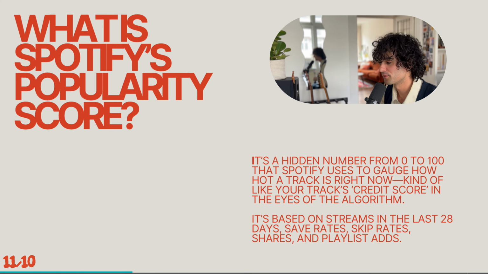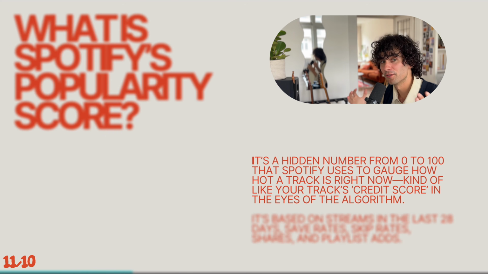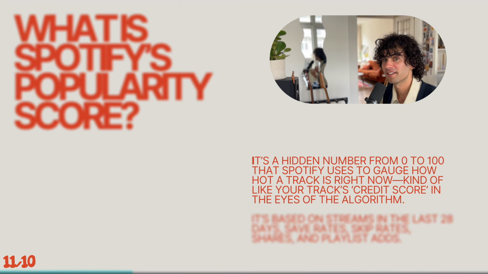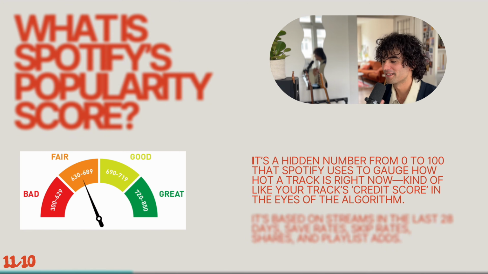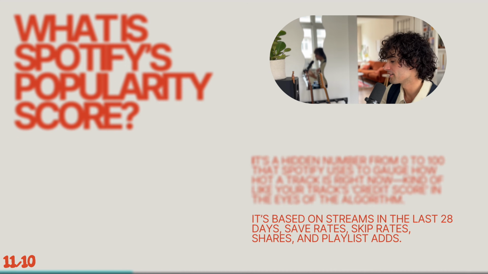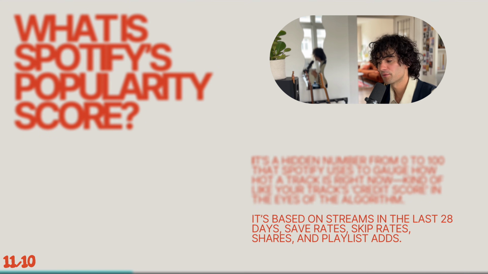Well, very straightforward. It's a hidden number between 0 and 1, often communicated in a percentage on various websites. And it's basically how Spotify tracks which songs are hot right now, which are the coolest tracks that people are really listening to and engaging with, almost like a credit score for the nerds of us. And it's basically your credit score in the eyes of Spotify's algorithm. It's based on streams in the last 28 days, save rates, skip rates, shares, and playlist adds.